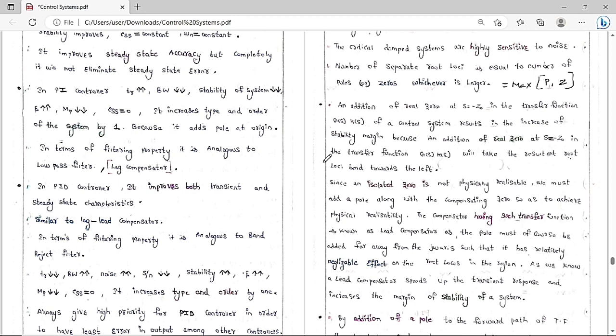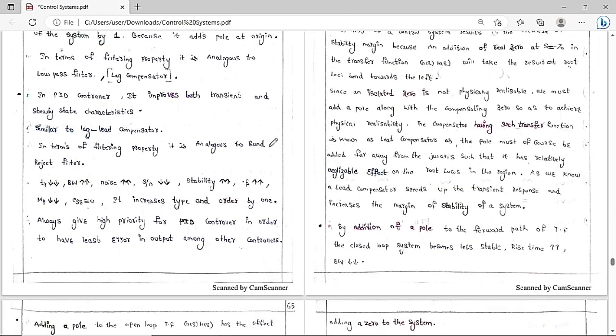The next point is the addition of a pole to the forward part of the transfer function. The closed loop transfer function becomes less stable because the resistance increases and the bandwidth decreases. Why is it like this? Because whenever we add a pole to the open loop transfer function, or the forward part of the transfer function, the root locus is going to shift to the RHS of the s plane. So the system stability will decrease.